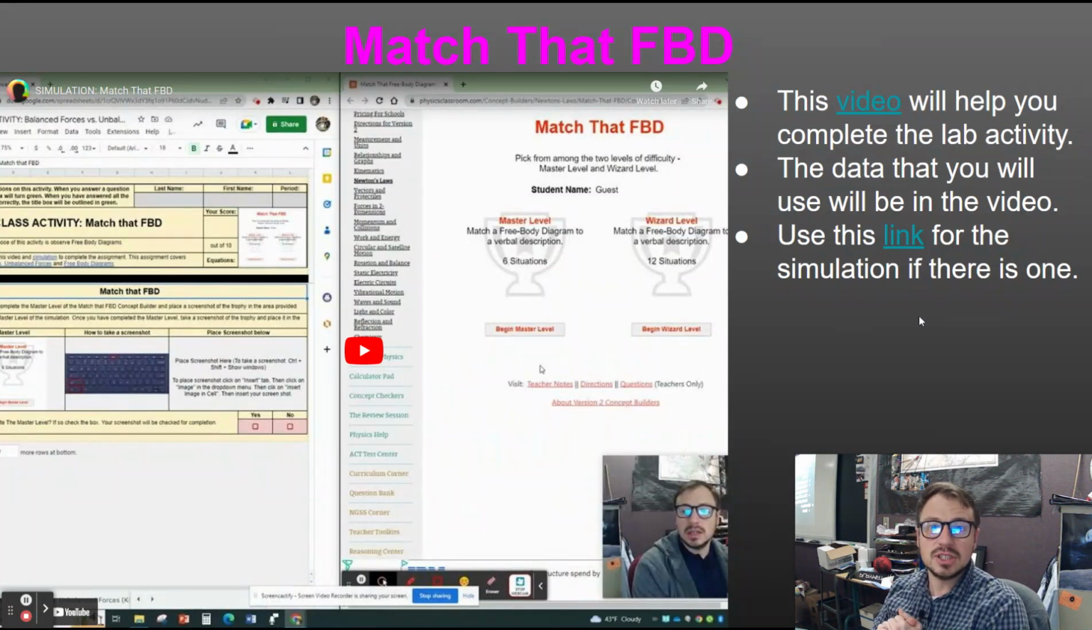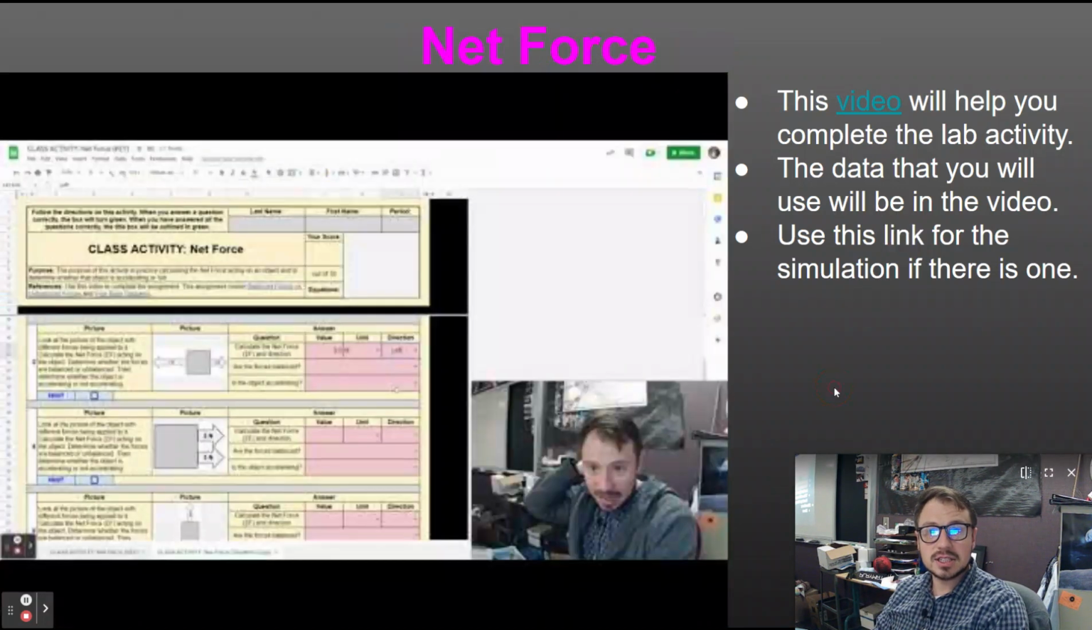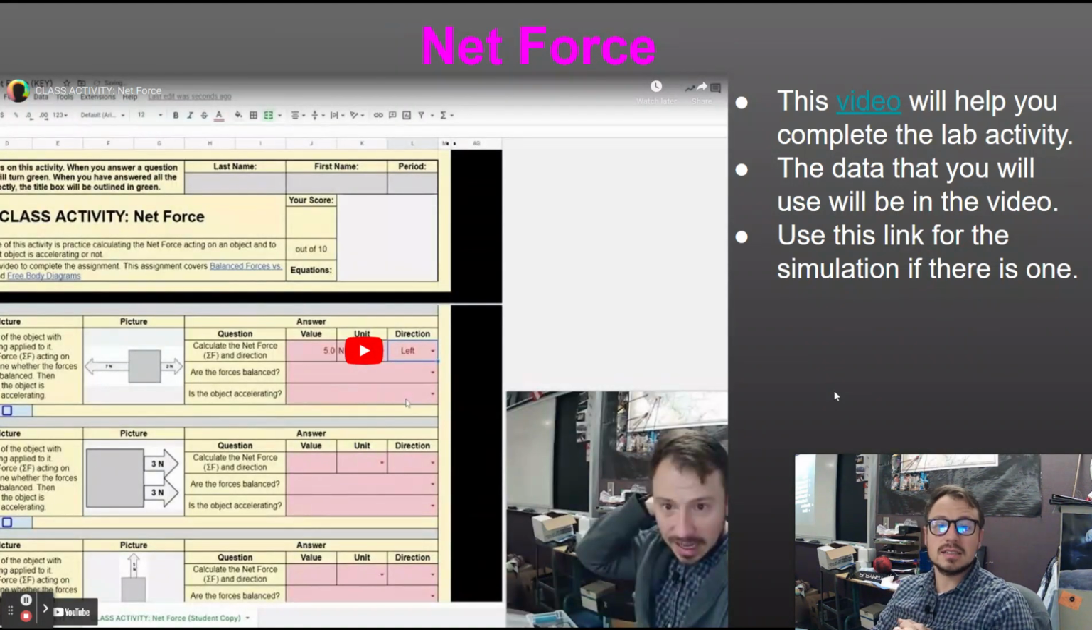Then we did match that free body diagram. So in this one, you looked at a scenario. The scenario is given to you, and you click through to find the free body diagram that matched that scenario. The last class activity we did was the net force, calculating the net force of an object, determining whether those forces are balanced or not, and whether that object is accelerating or not.